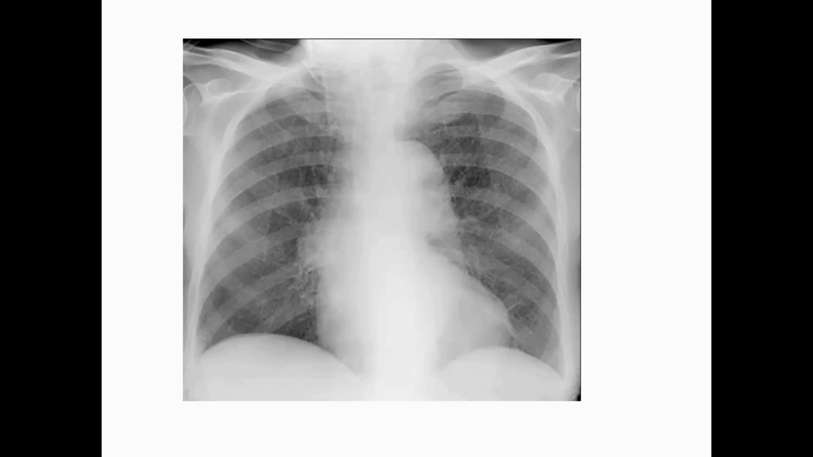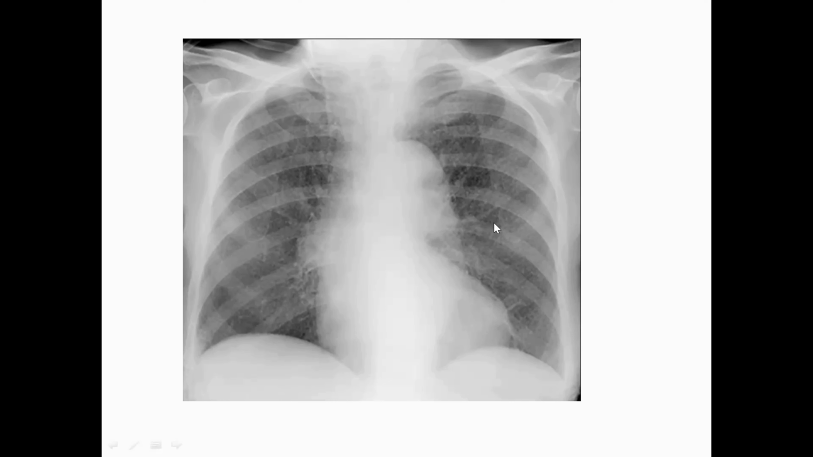You all know that it's a miliary TB, yeah? But how are you going to describe it? You're going to describe it as bilateral, widespread, fine nodules of 1 to 2 millimeter, very fine, scattered throughout both lungs. Look, scattered throughout both lungs.